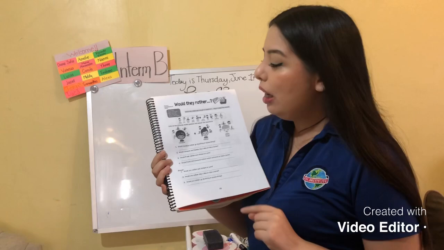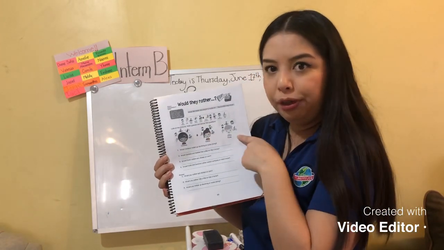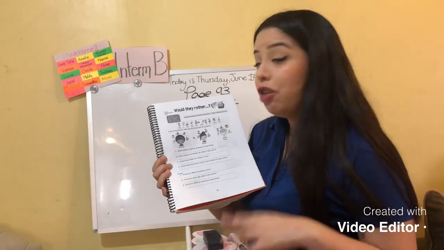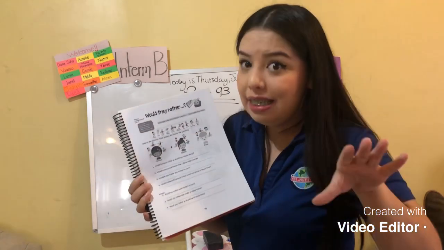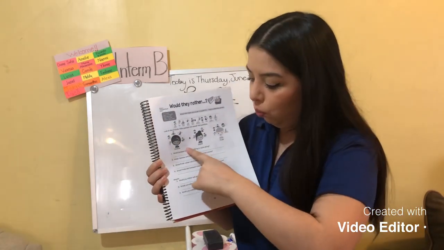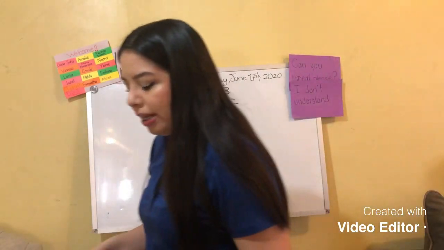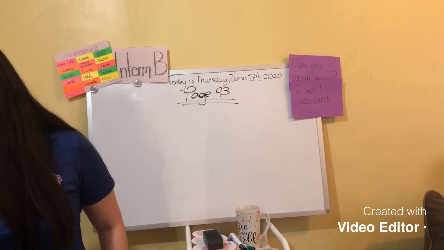Instructions. Look at the pictures. What pictures? 1, 2, 3, okay? Look at the pictures, make guesses and answer the questions. You're going to look at the pictures and based on the pictures, you're gonna answer 1, 2, 3, 4, okay? The number one says, would Candace rather go skydiving or scuba diving?